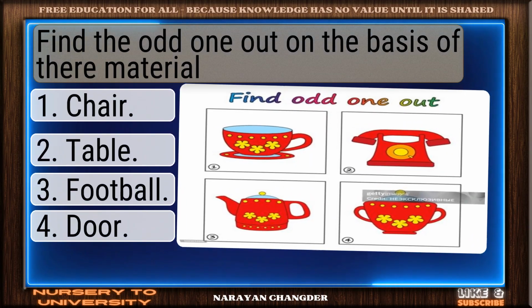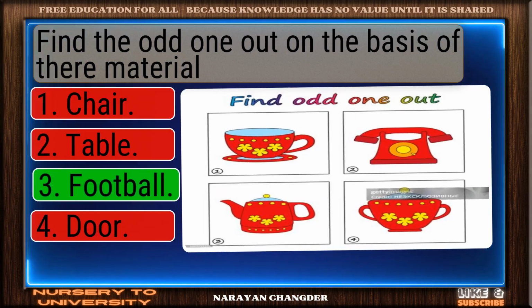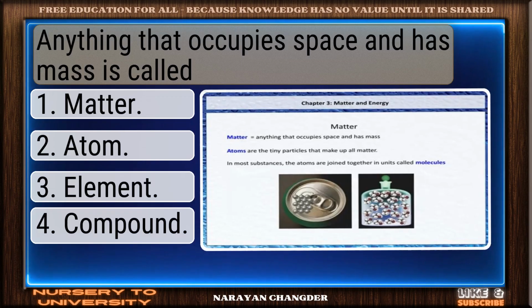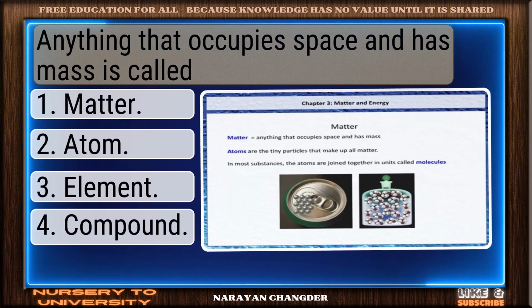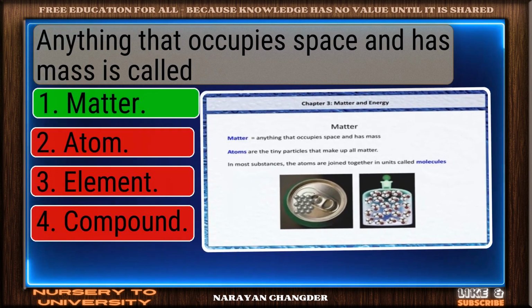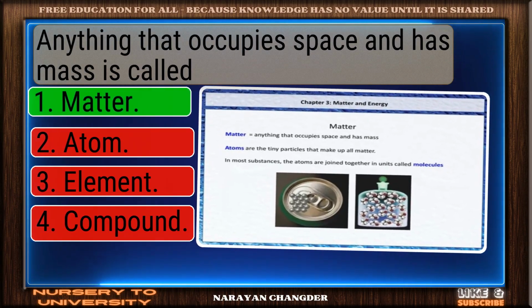Find the odd one out on the basis of their material. Well picked. Football is the correct answer. Anything that occupies space and has mass is called. Great thinking. Matter is the right choice.